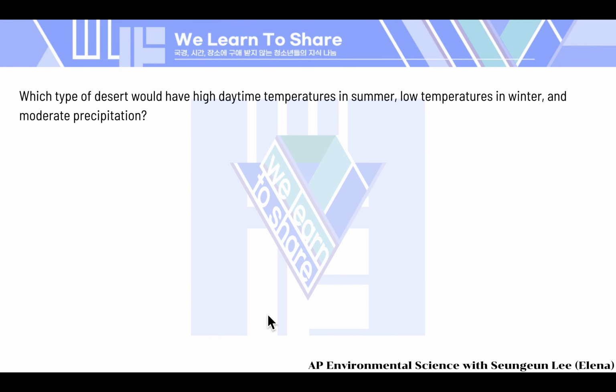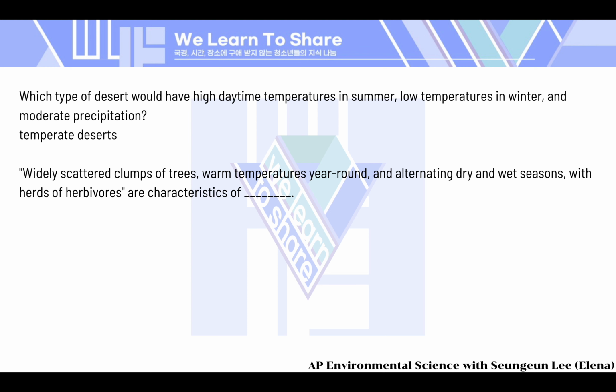Next question. Which type of desert would have high daytime temperatures in summer, low temperatures in winter, and moderate precipitation? So you have to remember that there is fluctuation, right? It's high during the summer, it's low during the winter, and there is some precipitation. This would be temperate deserts, right? And then we have widely scattered clumps of trees, warm temperatures year-round, and alternating dry and wet seasons with herds of herbivores as characteristics of. You have to remember that there are trees and it's warm year-round, and then there are herds of herbivores. So it would be savanna.